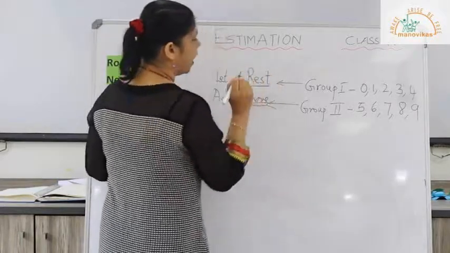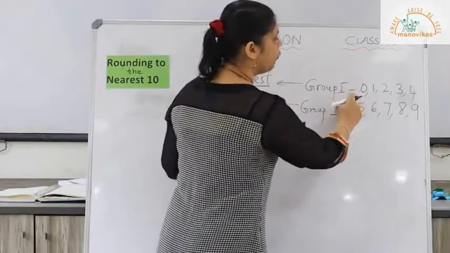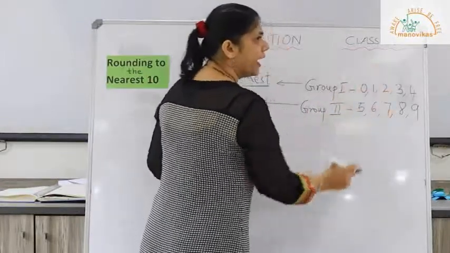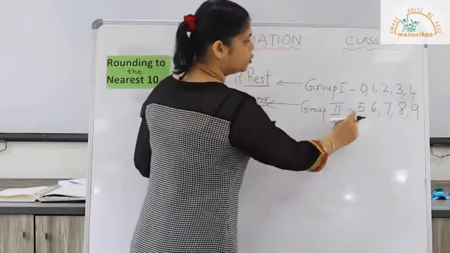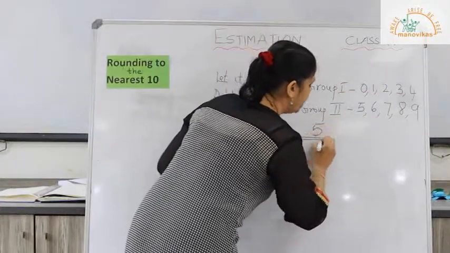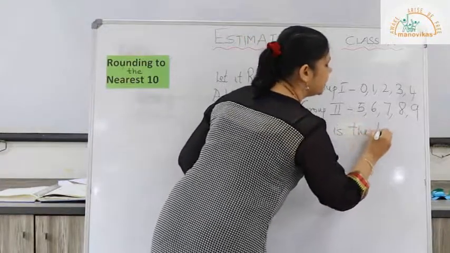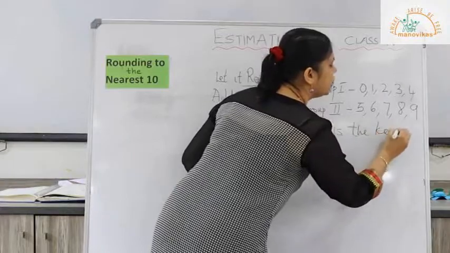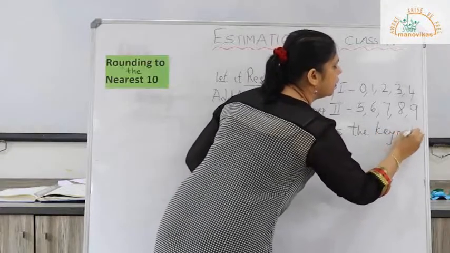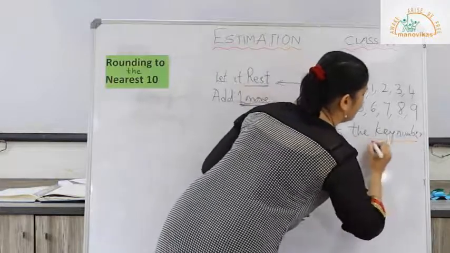1 more. How much do you add? 1 more. If you see, all the digits which belong to group 1 are less than 5 and the digits in group 2 are 5 or more than 5. So, remember one more point, 5 is the key number.